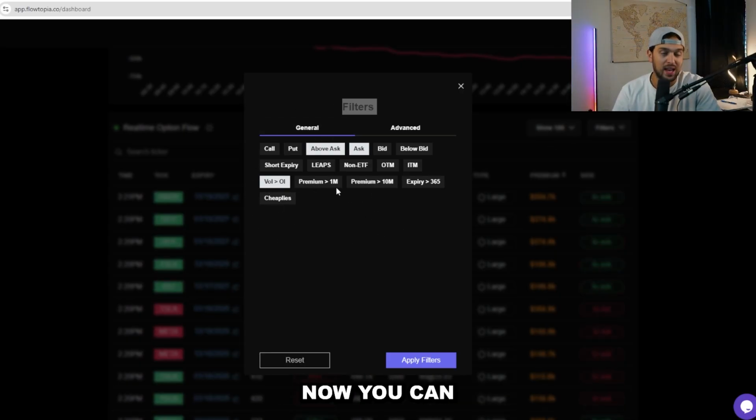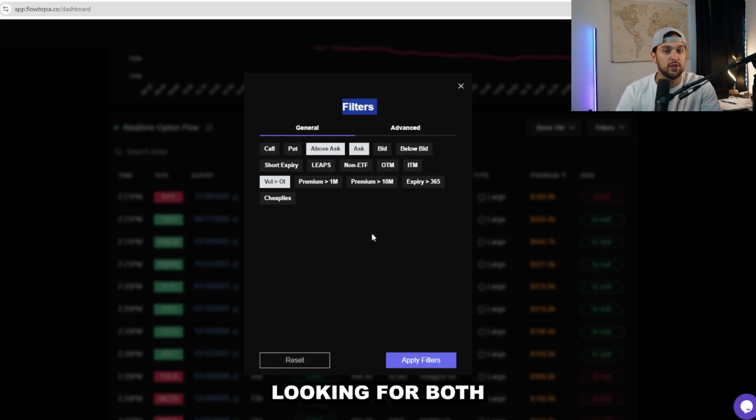This is your core. Now you can filter it how you want to do it. If you're looking for upside moves, you can filter it for calls. If you're looking for downside moves, you can look at puts. If you're just looking for both, you can have neither one of them clicked or both of them clicked.